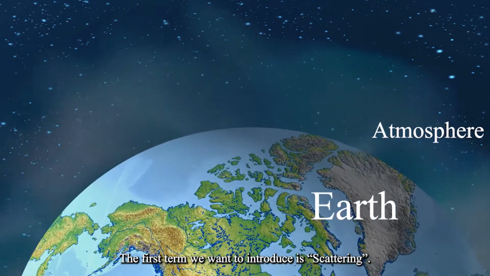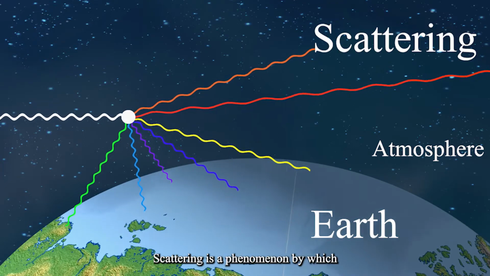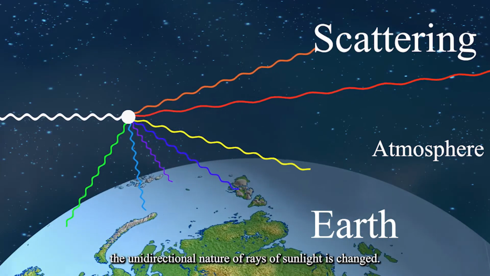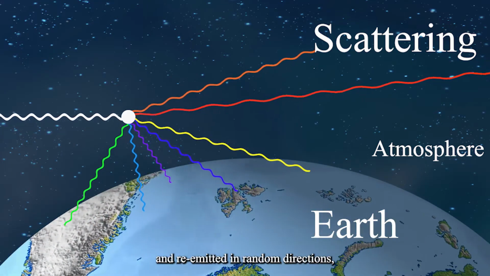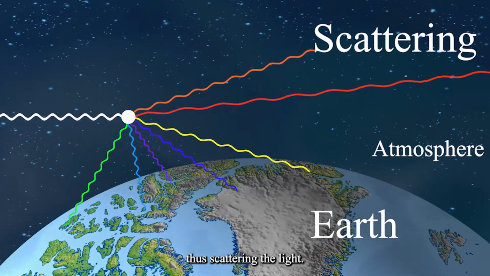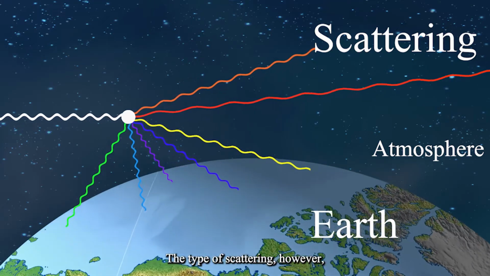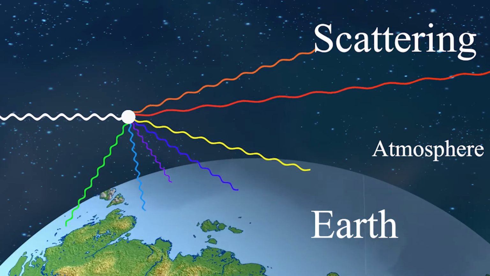The first term we want to introduce is scattering. Scattering is a phenomenon by which the unidirectional nature of rays of sunlight is changed. The rays are absorbed by tiny particles and re-emitted in random directions, thus scattering the light. The type of scattering, however, depends on the size of the scattering particle.